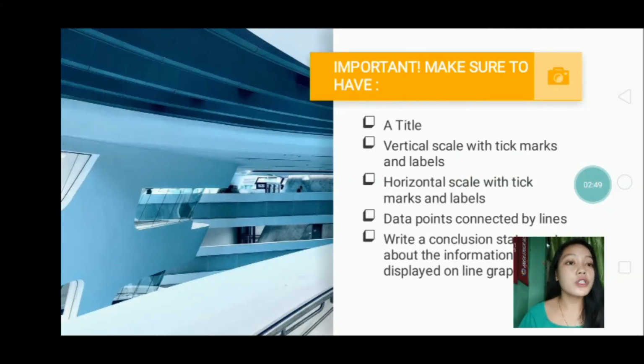Then, important, make sure to have a title. Title, you need a title. Next is the vertical scale, which is the y-axis, then the horizontal scale, which is the x-axis, and data points connected by lines. We really need the data points connected by lines. Then write a conclusion. Write a conclusion statement about the information displayed on the line graph.